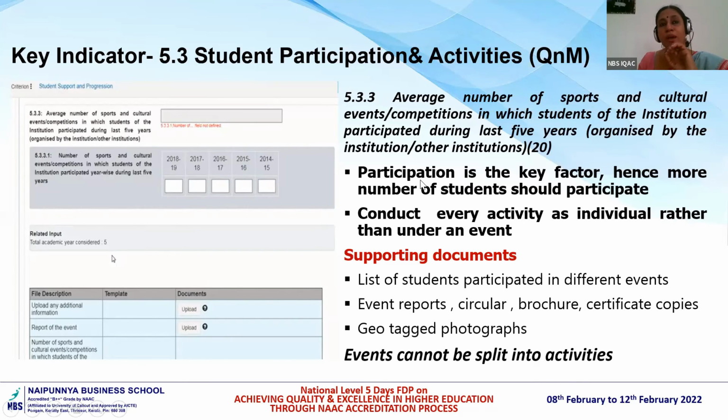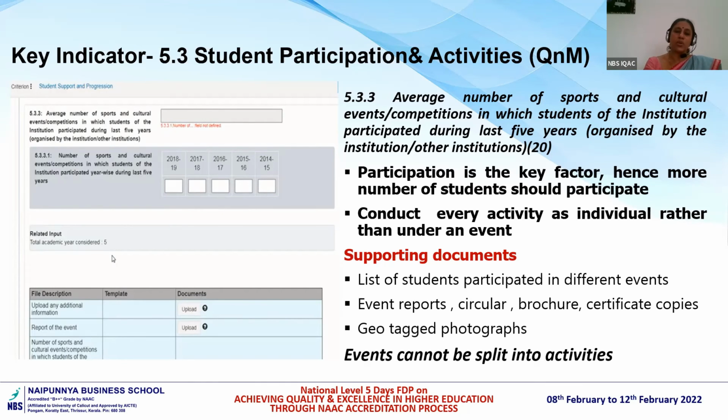So make sure you have maximum participation here. Participation is a key factor, hence more students should participate. Conduct every activity as an individual activity rather than under an event. Suppose you are projecting a cultural fest as a single event, you're giving it some name and you are having 20 activities under that. Then you can only show it as a single activity. You cannot show it as 20 activities. So as a cultural fest you can have 5 or 6 activities under that. This is how you can increase the number of activities, okay.